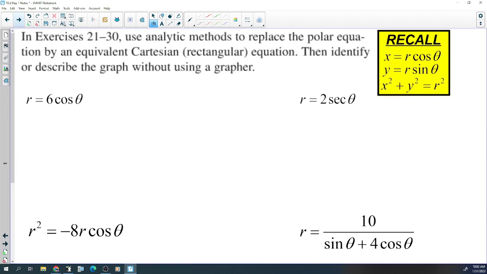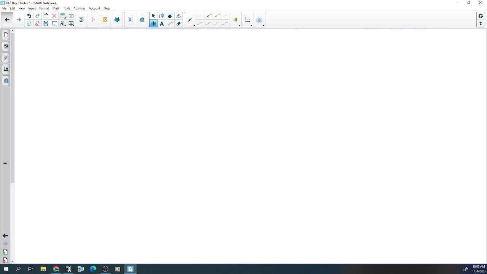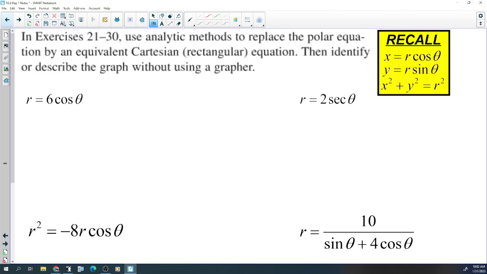Use analytic methods to replace the polar equation by the equivalent Cartesian. Then identify or describe the graph without using a grapher. Is this our last page? It's our last page. How are we doing on time? If you're watching this at home, you can fast forward through some of this. Try the first one. We got some time here.